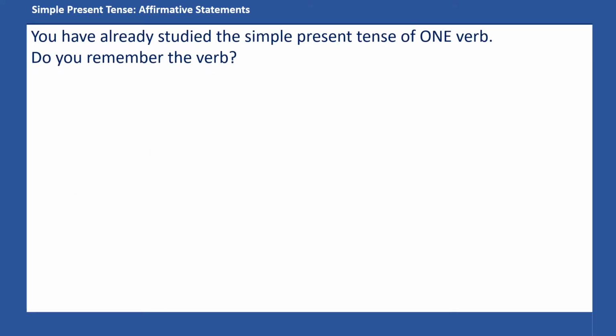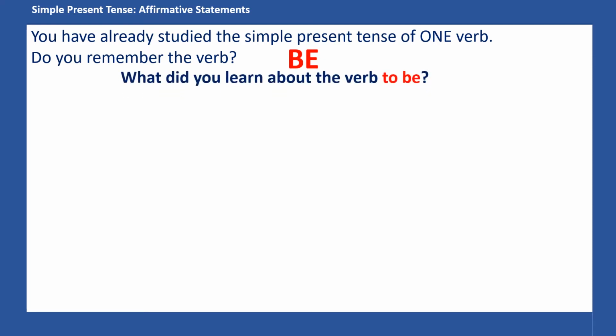You have already studied the simple present tense of one verb. Do you remember the verb? That's right, to be. What did you learn about the verb to be? How many forms are there? Do we say, I be happy today? You be? He, she, it be? We be? You be? They be? No, we don't. We don't use the verb be, but it changes depending on the subject.